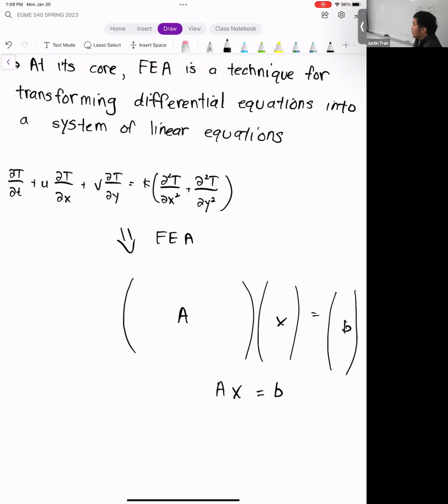Where if you kind of think back to your linear algebra class when you were in undergrad, you know, the matrix A, if you have just a very modest system of like maybe 4 equations and 4 unknowns, then A would be 4 rows, 4 columns. X would have 4 entries. B would have 4 entries as well. Okay. Right. So that's what FEA was designed to do.